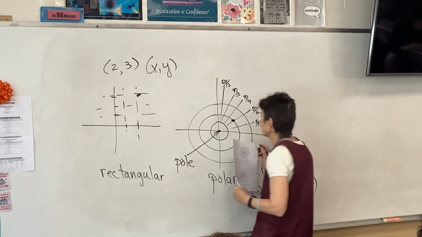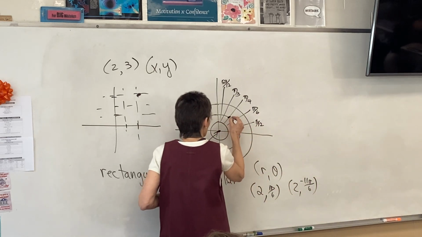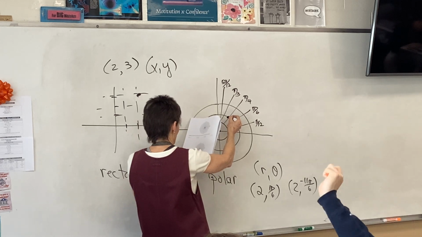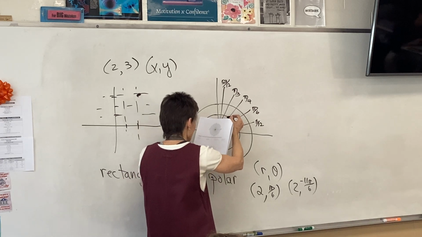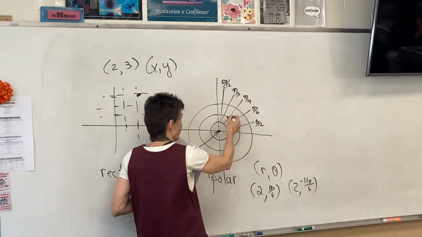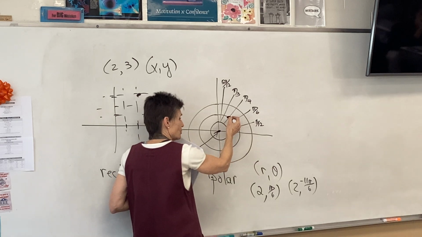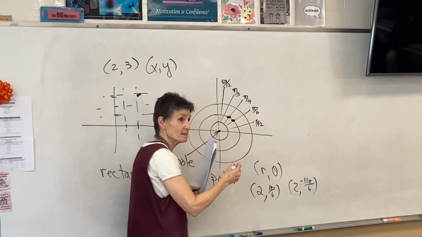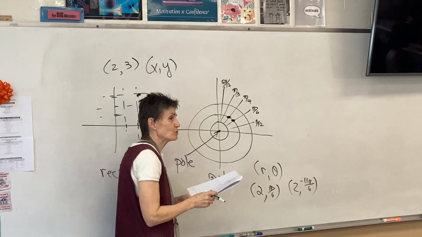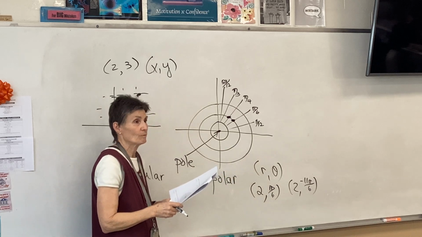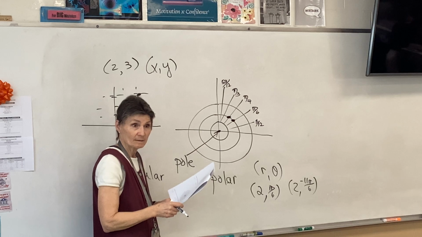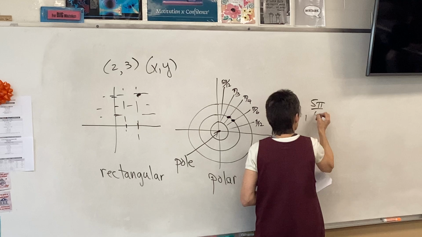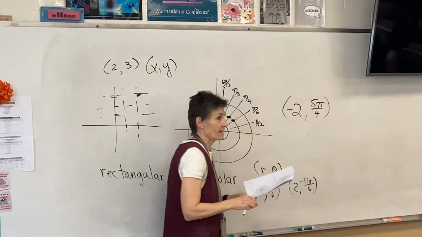2 comma pi over 4, right here. There's 2 comma pi over 4. 2 comma negative 7 pi over 4. Where would that be? Same place? How about 2 comma 9 pi over 4? Same place? Negative 2, 5 pi over 4 is also in the same place.